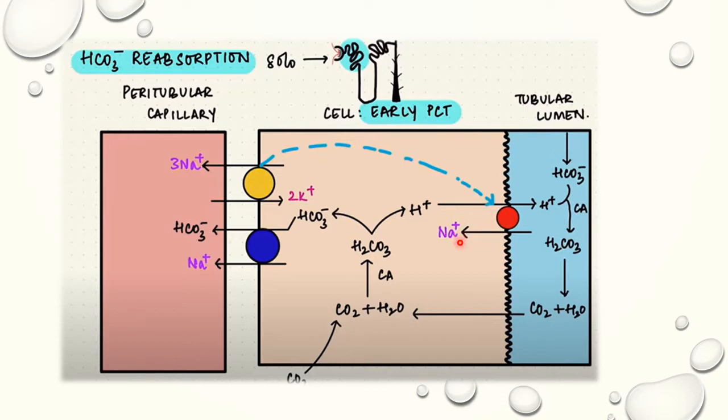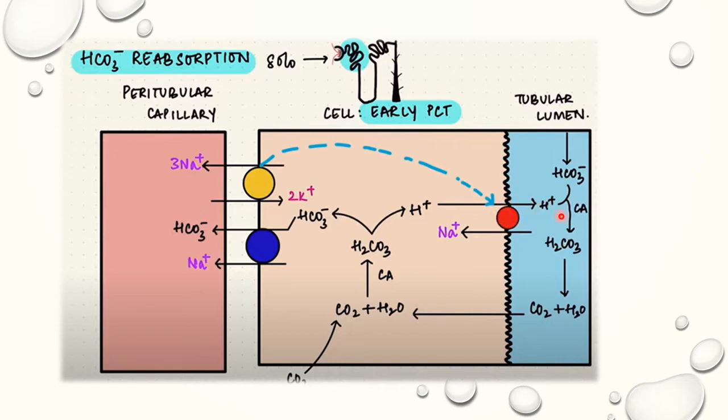The sodium hydrogen pump is a secondary active pump which gets activated via the sodium potassium pump that is present on the basolateral membrane. Here 3 sodium ions are getting reabsorbed and 2 potassium ions are being pumped into the PCT, as a result of which there is a sodium deficit in the PCT, and the sodium hydrogen pump gets activated at the tubular lumen.